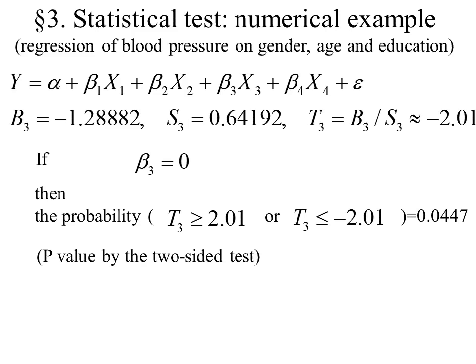The null hypothesis is that beta 3, the true value of the regression coefficient for x3, equals 0. It can be shown, using the t-distribution, that if beta 3 is 0, then the probability that T3 is greater than or equal to 2.01, or T3 is smaller than or equal to -2.01, is 0.0447. We can also say the probability that the absolute value of T3 is greater than or equal to 2.01 is 0.0447. This 0.0447 is the p-value of B3 by the two-sided test.